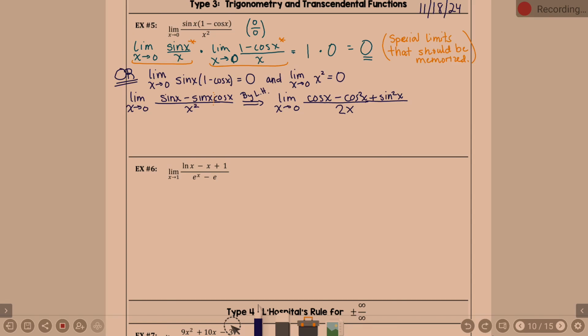What happens? Plug it in. The cosine of 0 is 1 minus cosine of 0 squared. So that's going to be 1 times 1, which is 1, plus the sine of 0 squared, and 2 times 0 is 0. What do we just get again? 0 over 0. So what's that mean? Do it again. Okay, we need to do L'Hopital's rule again.